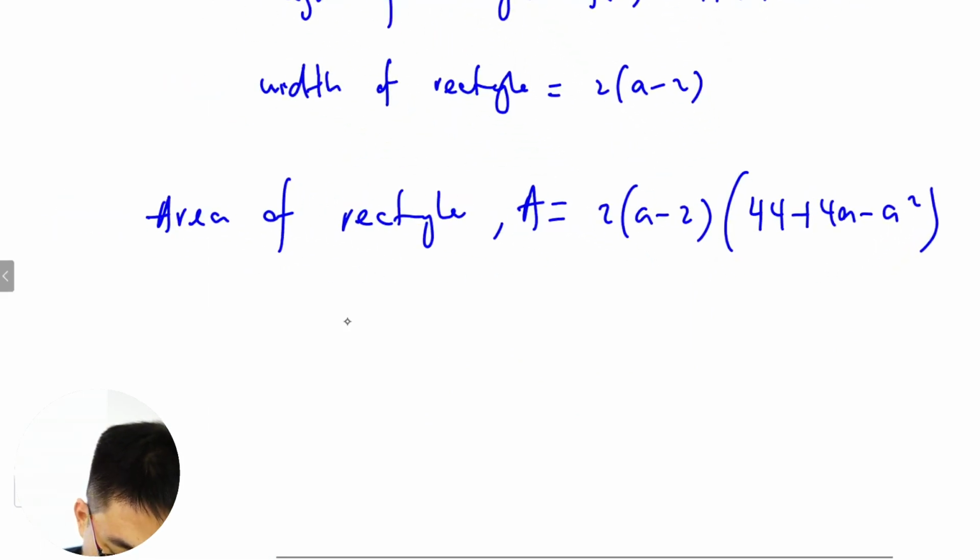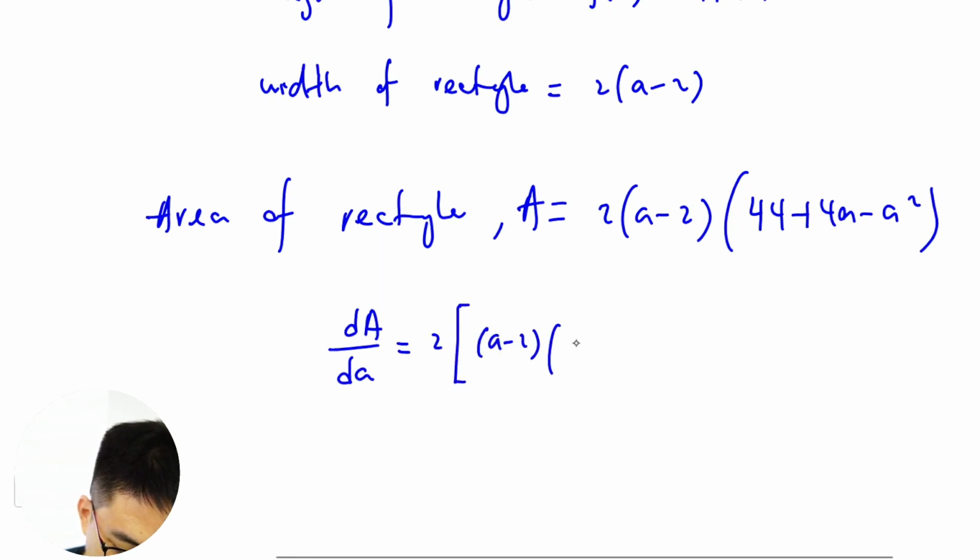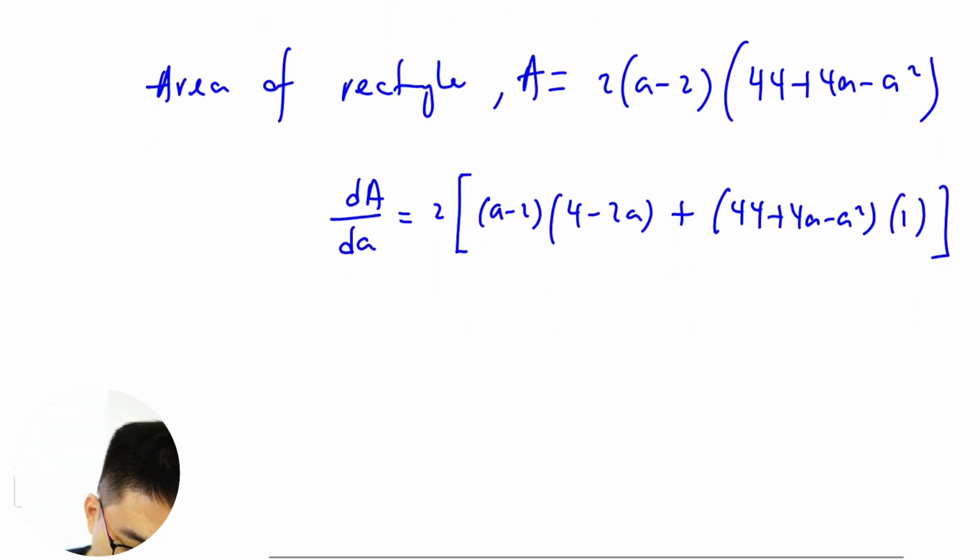Maybe I just differentiate. Now I want to maximize it or minimize it. I can just differentiate dA/da here. So it's a minus 2, then this is 4 minus 2a, plus 44 plus 4a minus a squared, and this will be 1. Okay, great. So this would just be 2, minus 2a squared, 4a minus 4a, 0, 8.